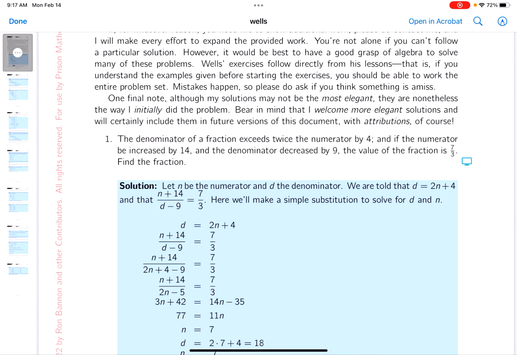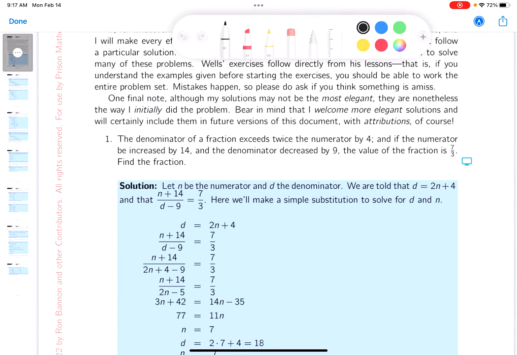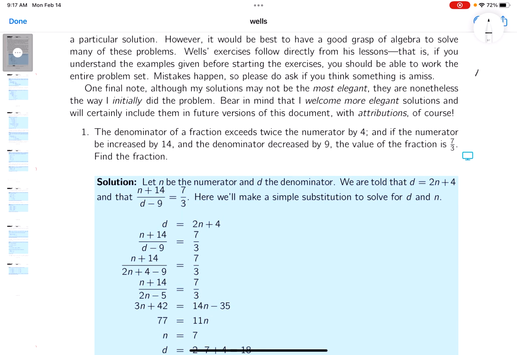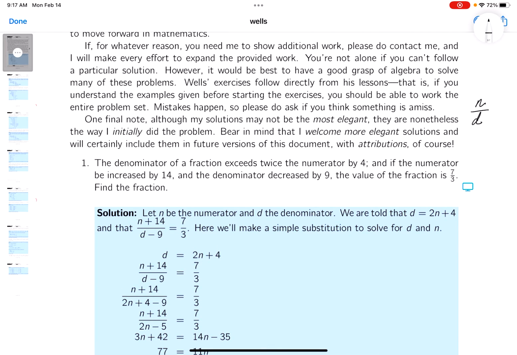First, I'm going to read the problem to you, and by reading the problem, I want to recommend that you also read the problem and try to make some sense about what you're reading. It says that the denominator of a fraction exceeds twice the numerator by 4. So now at least I know they're talking about a fraction, like numerator over denominator. Let me write this down: the denominator of the fraction exceeds twice the numerator by 4. I'm going to say that's an important factor telling me about the beginning of the problem.